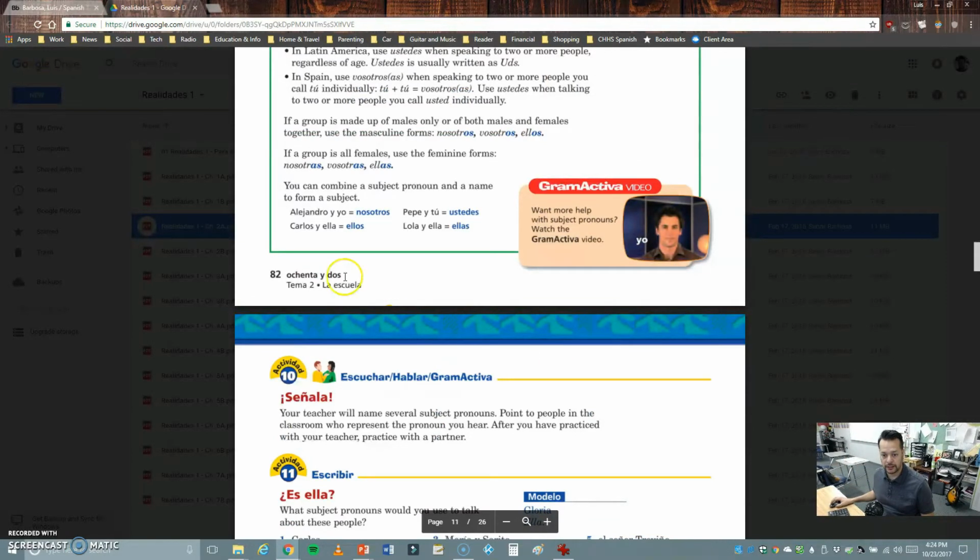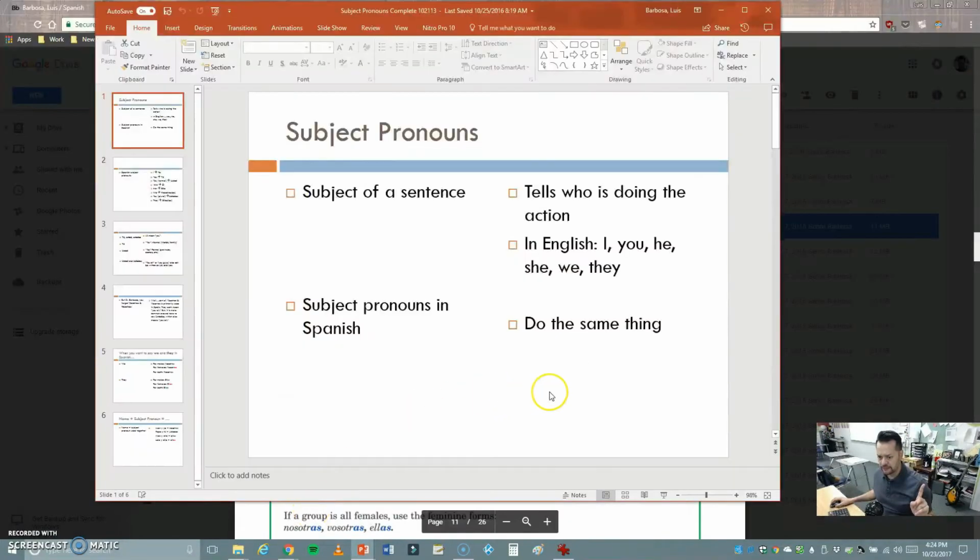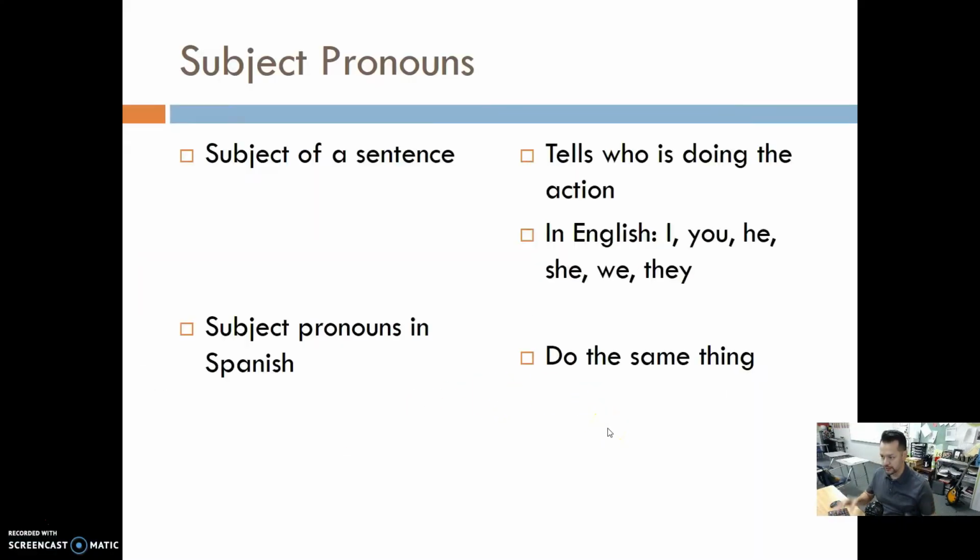So page 82 in the libro, página 82 en el libro, is gonna give you the whole book version, but let me give you the quick and condensed version, which hopefully will be just as easy to understand. And there it is right there, ladies and gentlemen.